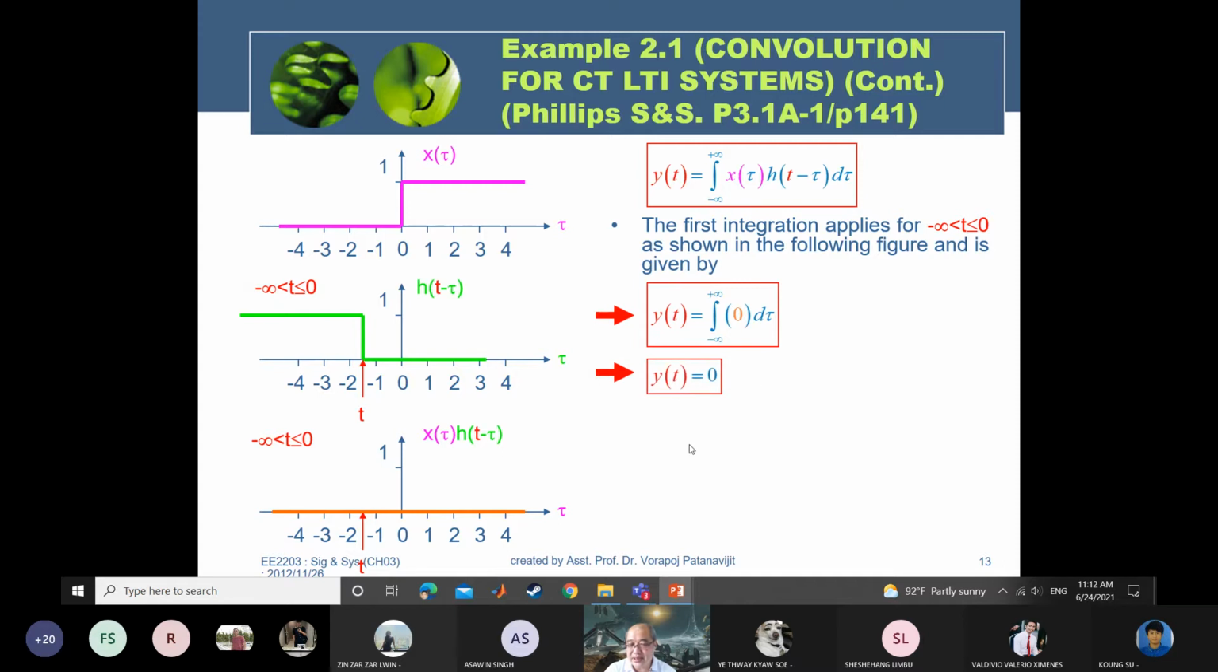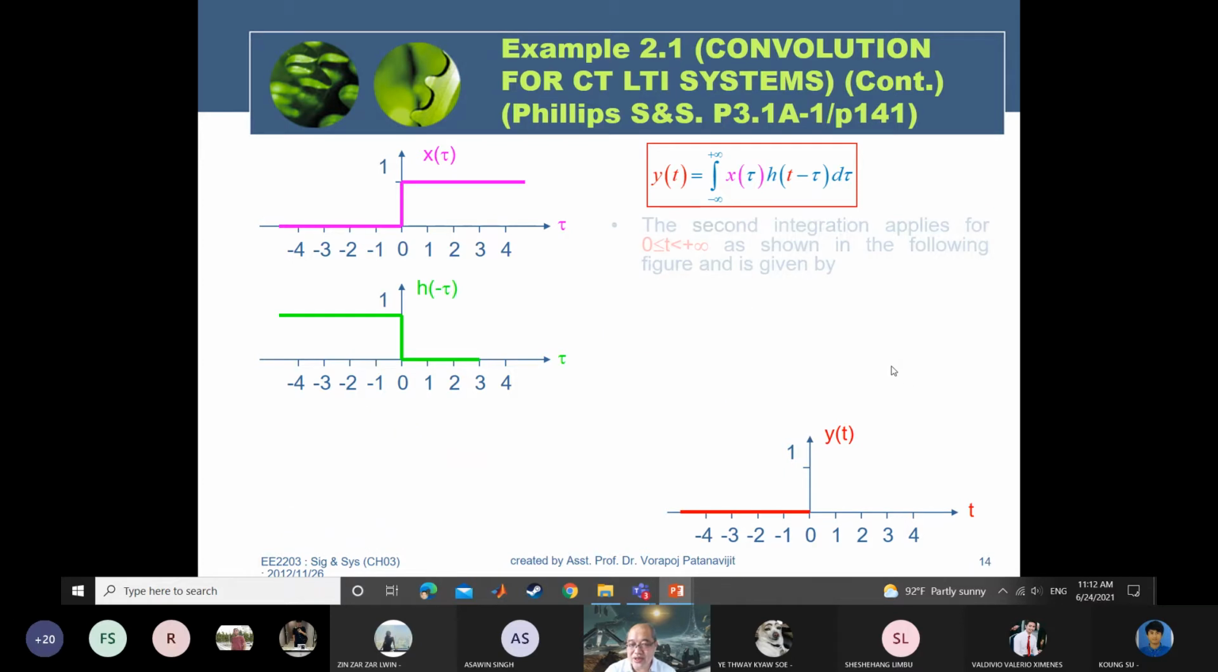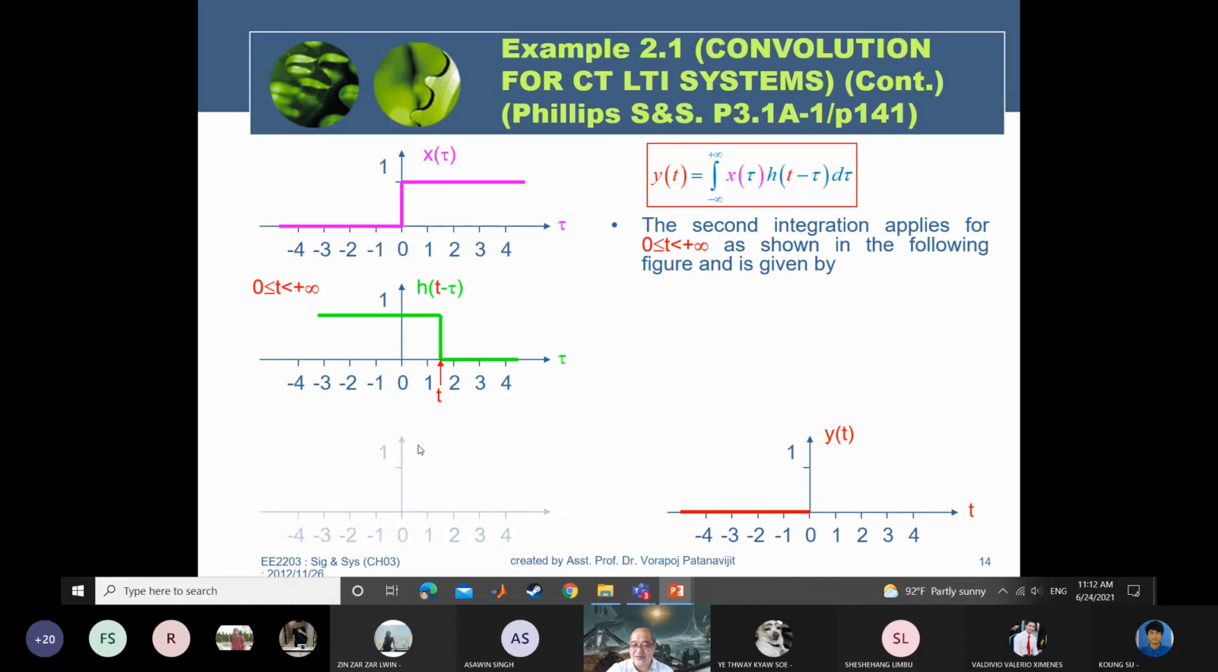What about this? This is the y(t) output, right? y(t) has the value equal to 0 when t is in our range from infinity to 0. Now the second integration is applied to this region, from 0 to infinity. In this case, we use 1.5 to draw the graph, but in fact it can be any value in that range. Now intersect the two graphs and multiply them first. You multiply between x and h, and this point is t.